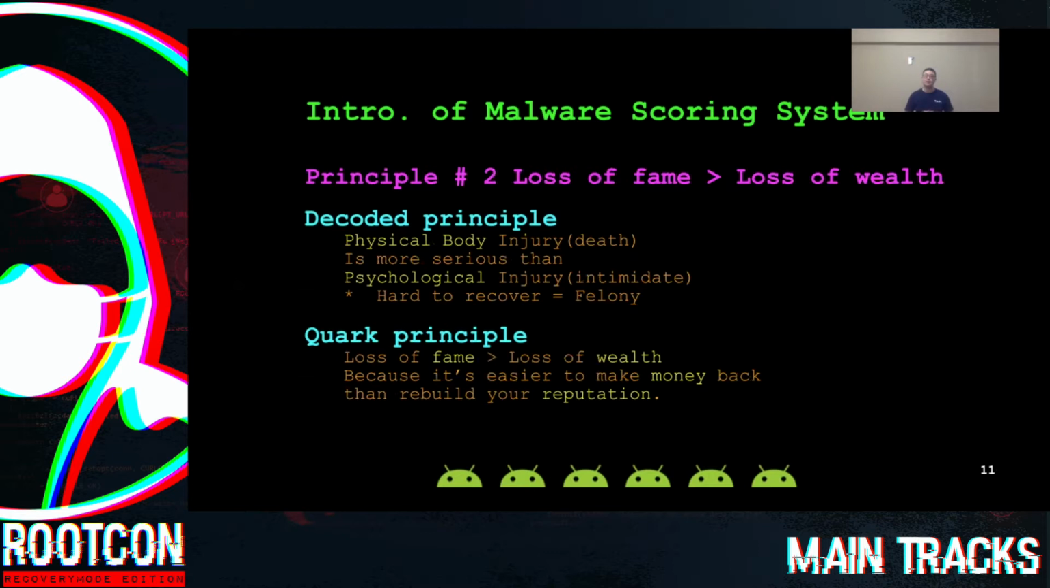So now let's see principle number 2. We consider the loss of fame is greater than the loss of wealth. In the criminal law, physical body injury is more serious than psychological injury. So the principle we decoded here is when things are hard to recover, we consider it a felony. With this principle decoded, we develop our second principle. We consider the loss of fame is greater than the loss of wealth because it's easier to make money back than rebuild your reputation.